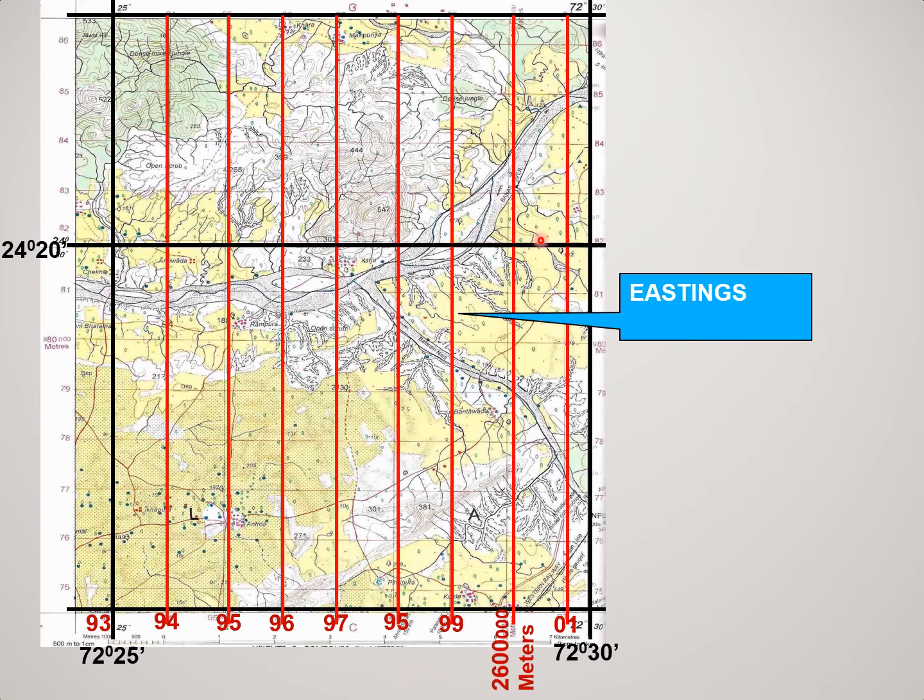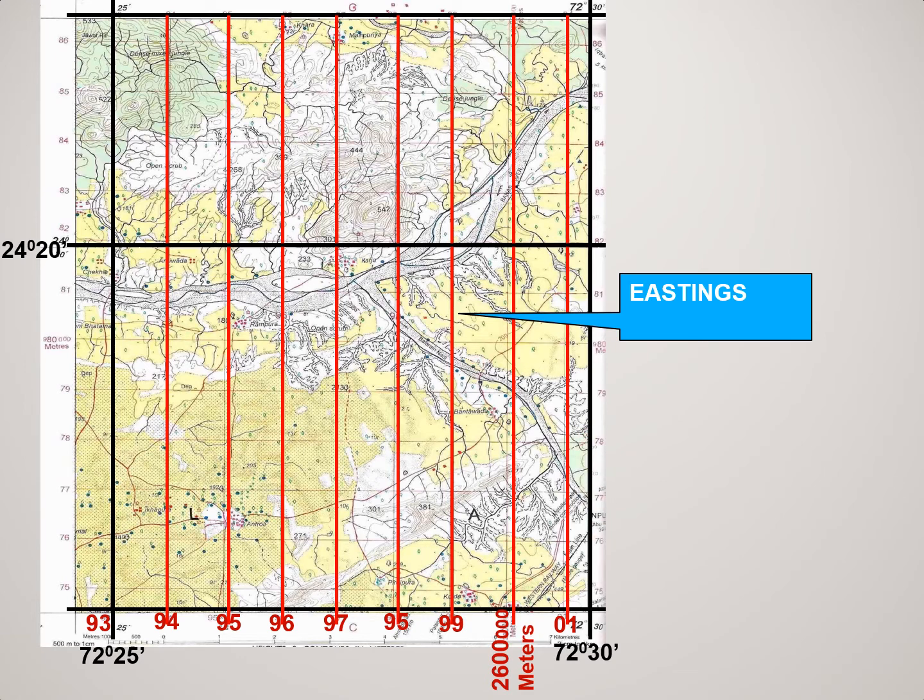They appear to be almost parallel to the longitudes, but it is not necessary that they will always coincide or overlap. They may overlap, they may not overlap. For instance, the 93 easting is exactly overlapping on the longitude of 72 degree 25 minutes. But this particular easting of 01 value is not overlapping on the 72 degree 30 minute east longitude.